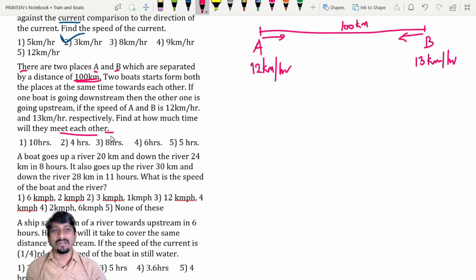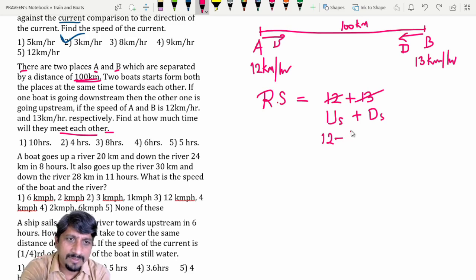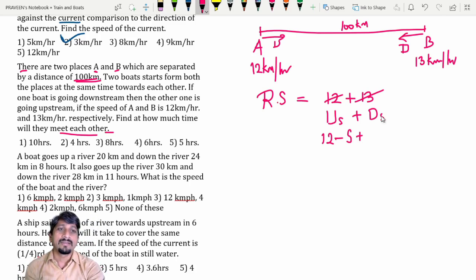They will neutralize the effect, because we know when they are going in the opposite direction, the speeds will be added. Like relative speed, we'll add 12 plus 13. Now we'll not add directly, because one will be downstream and one will be upstream. What is upstream speed plus downstream speed we have to add? Let us take this is upstream. So upstream speed is 12 kilometer per hour minus s, the speed of the stream, plus this is 13 plus speed of the stream.